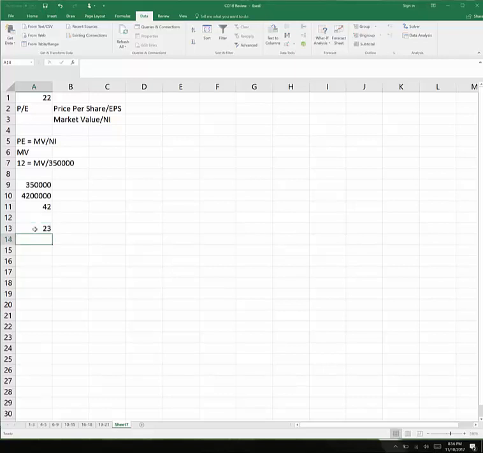23, 24, 25. Those use the same info. So we have a project, we've invested $50,000. It's going to pay us back the same amount, the $9,100, for 8 years. So these are our cash flows.